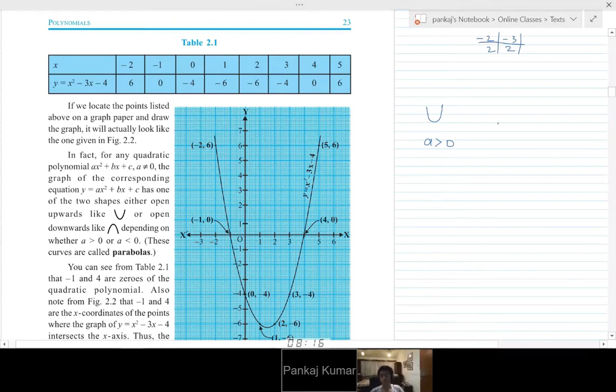When we have a is less than 0, so what's the case in which we would have a less than 0? It can be something like this. So this is less than 0, or for this.